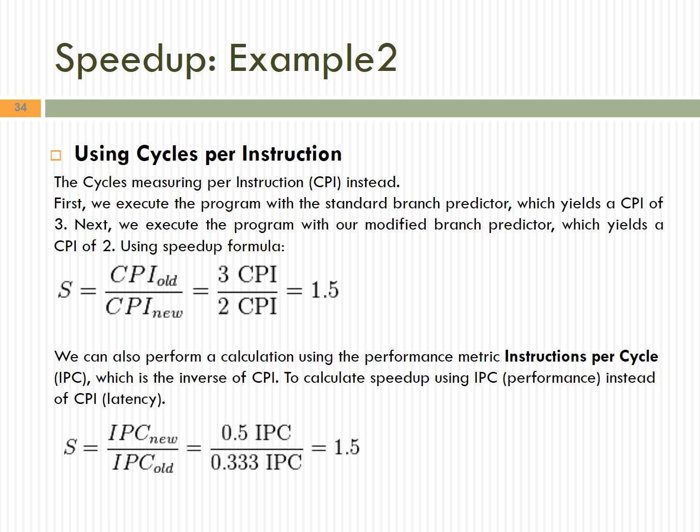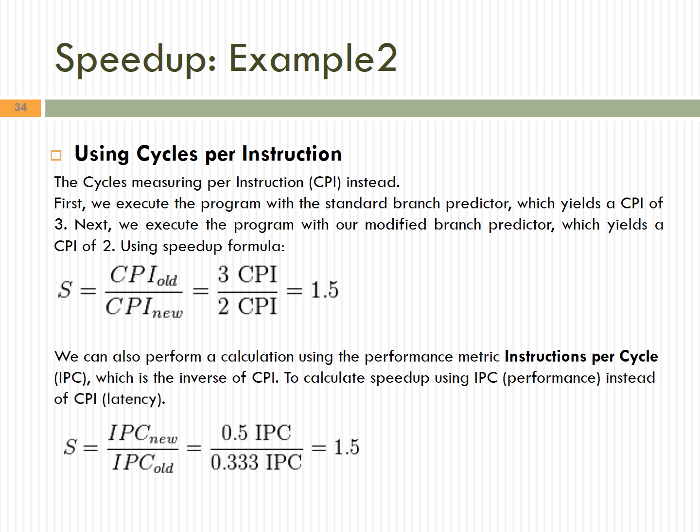This is example 2, using cycles per instruction. We measure the cycles per instruction, CPI, instead. First, we execute the program with the standard branch predictor, which yields a CPI of 3. Next, we execute the program with our modified branch predictor, which yields a CPI of 2. Using the speedup formula, 3 CPI over 2 CPI, the answer is 1.5.